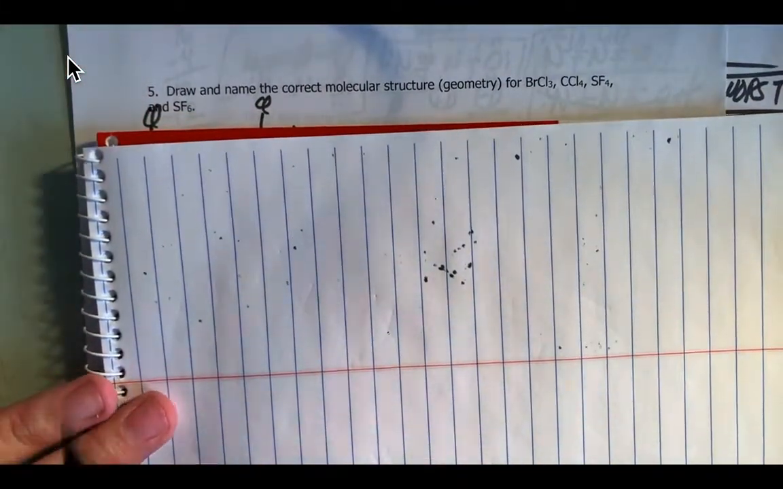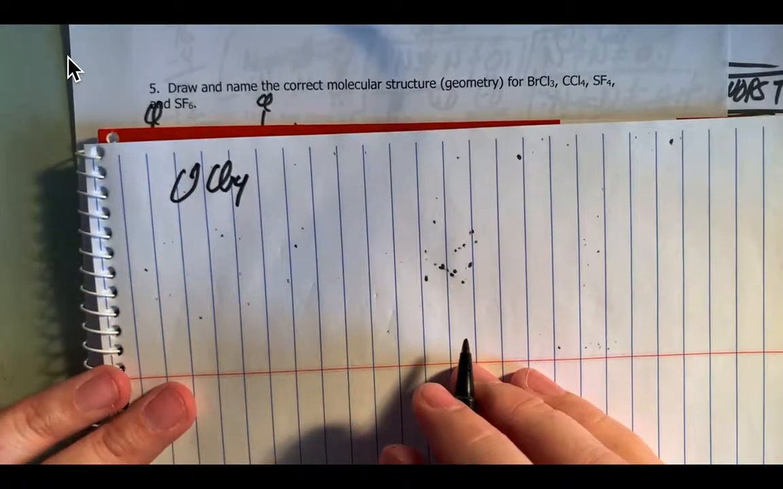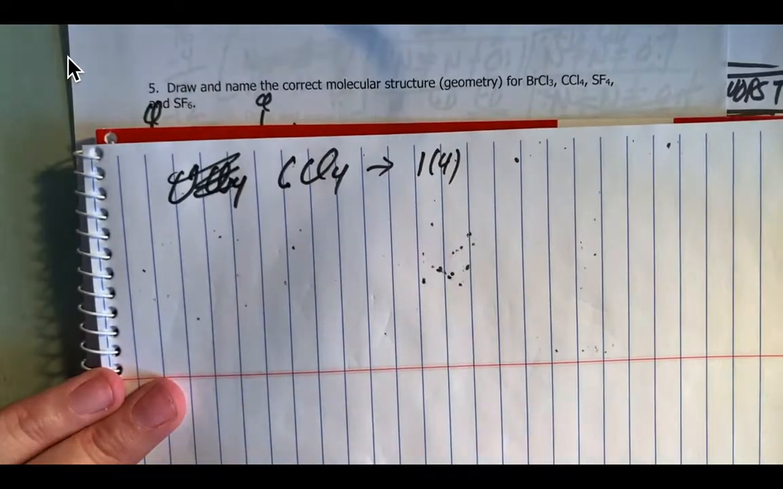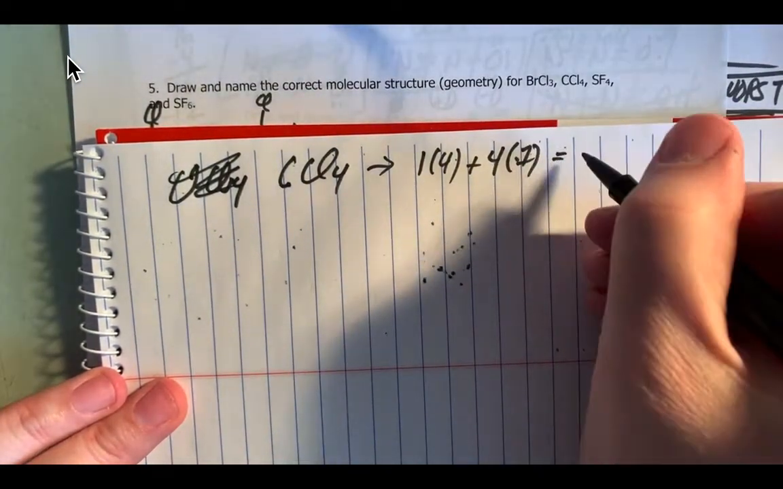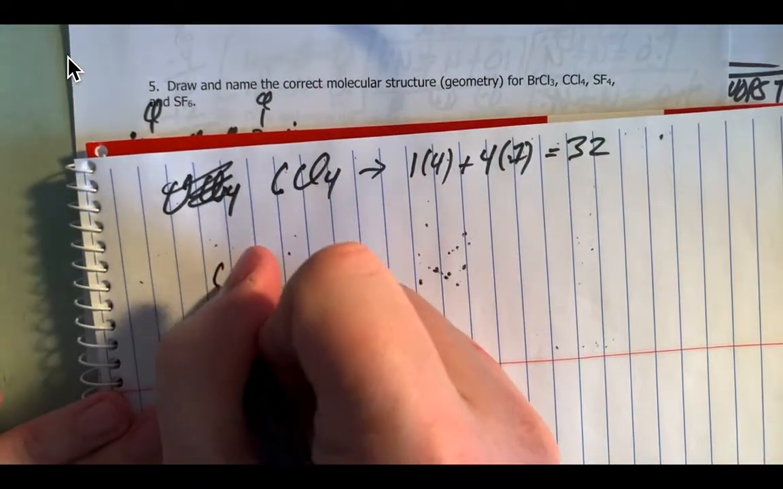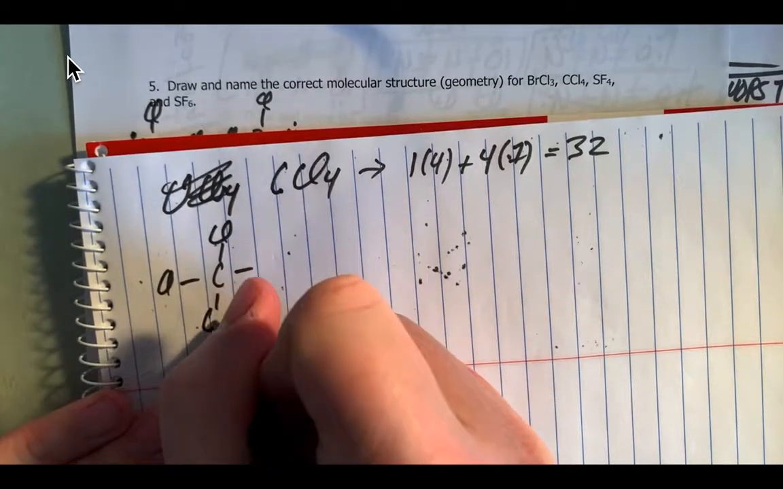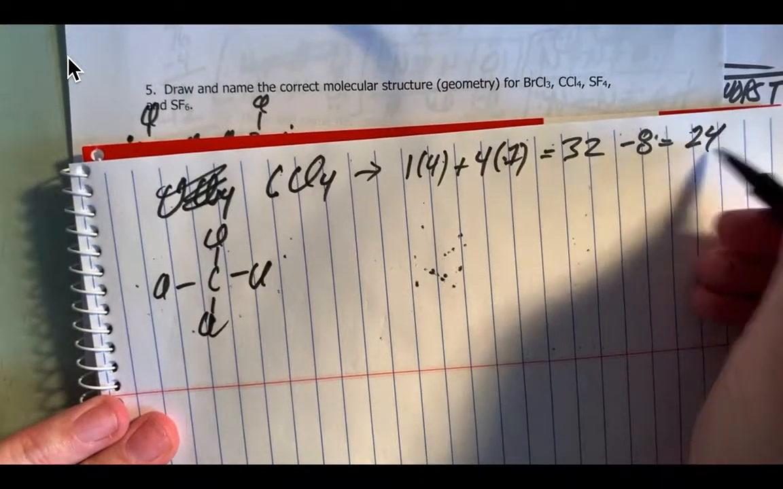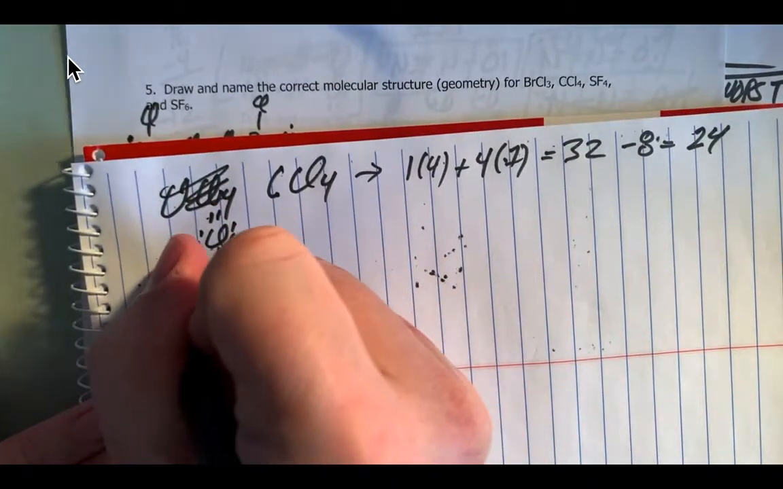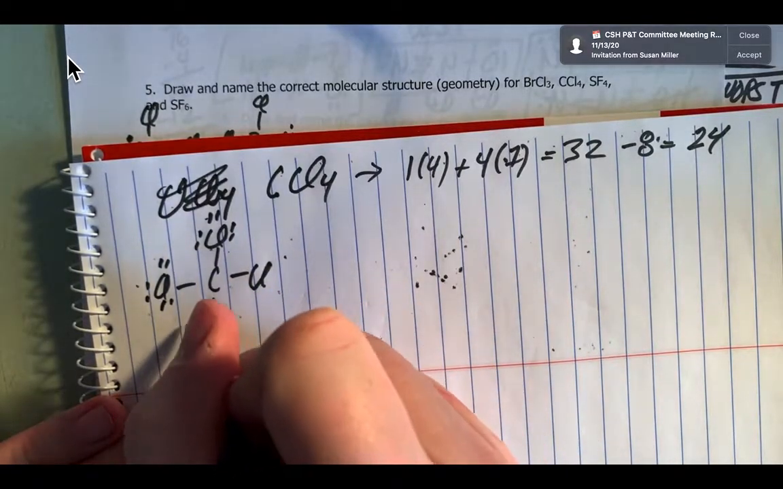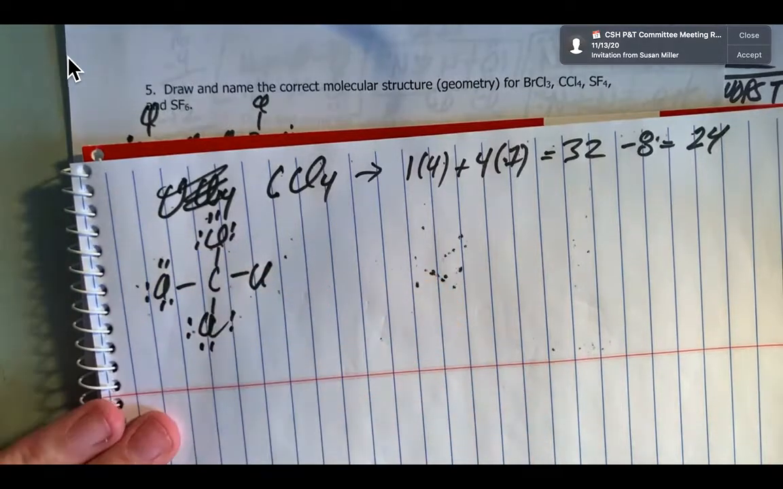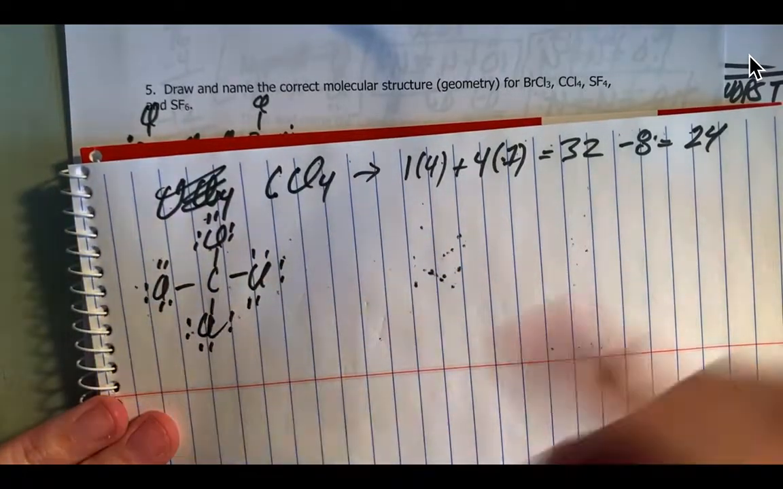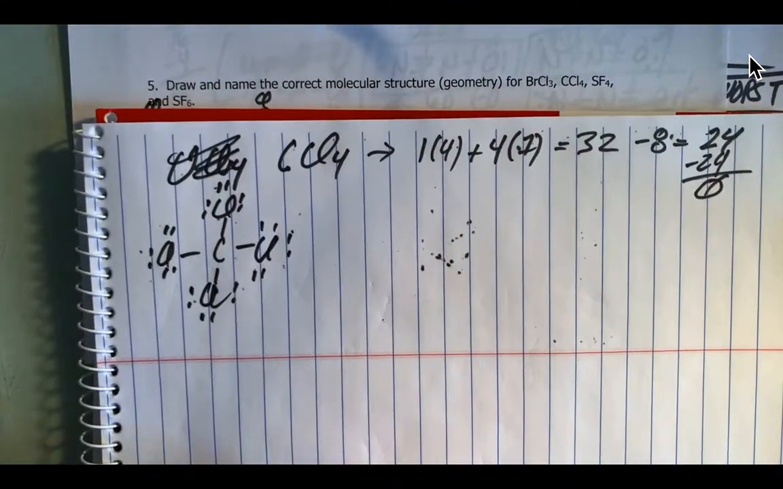Okay, our next one here is CCl4. That's 1 carbon for 4 electrons plus 4 chlorines, which gives me a total of 32 electrons to assign. 2, 4, 6, 8 leaves me with 24 electrons to assign. 2, 4, 6, 8, 10, 12, 14, 16, 18, 20, 22, 24 electrons. And we've assigned all of our electrons now.